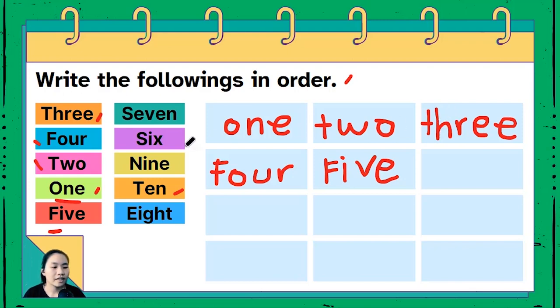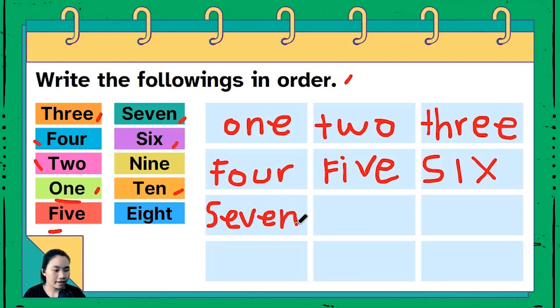After 5, we have 6. S-I-X. 6. After 6, it is 7. S-E-V-E-N. Okay? After 7, it is 8.